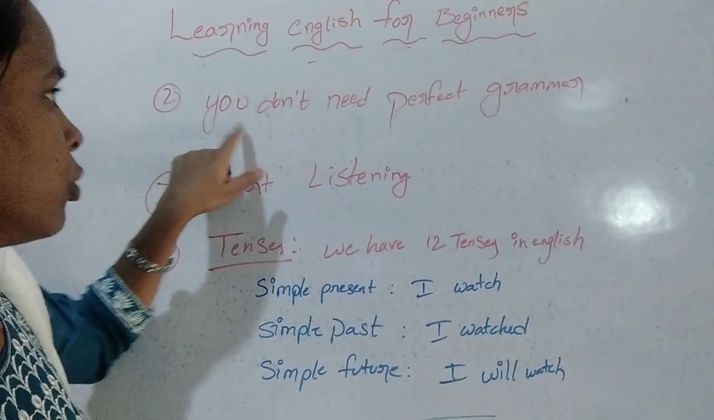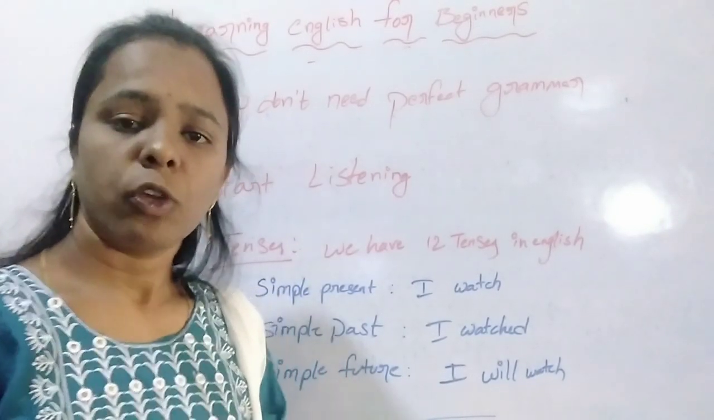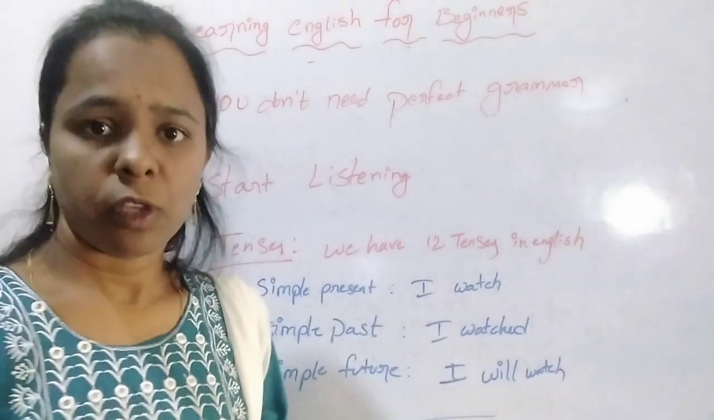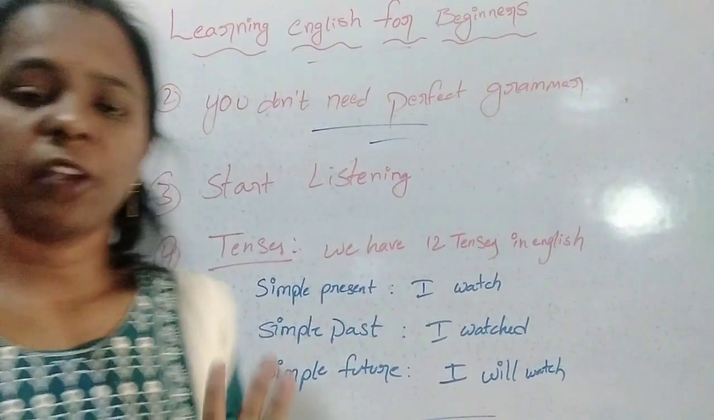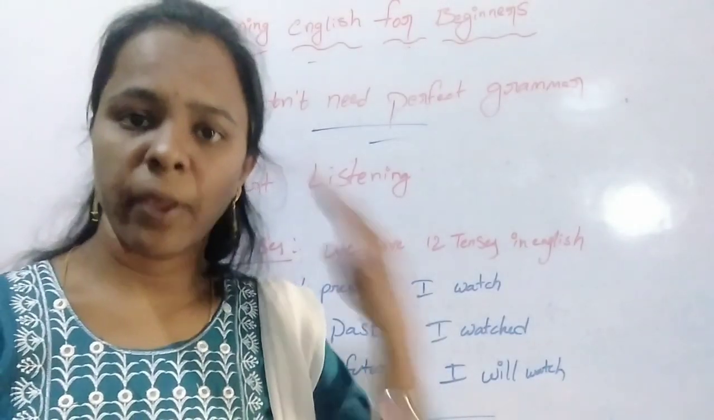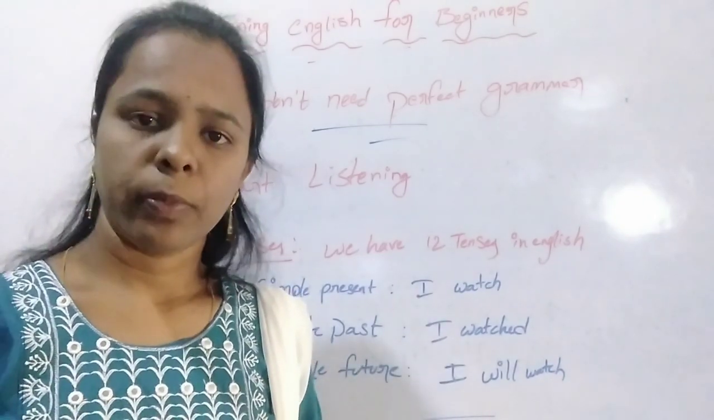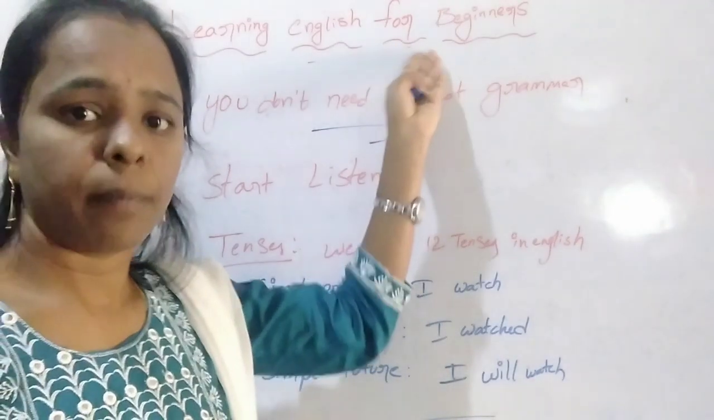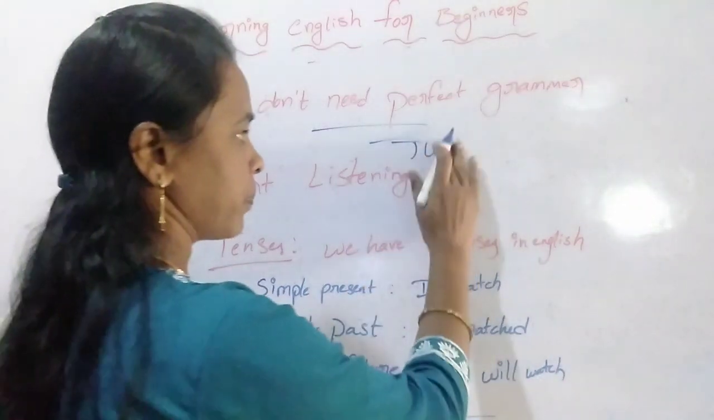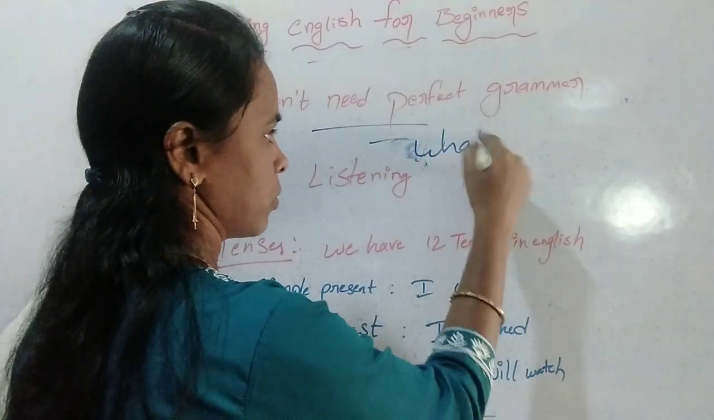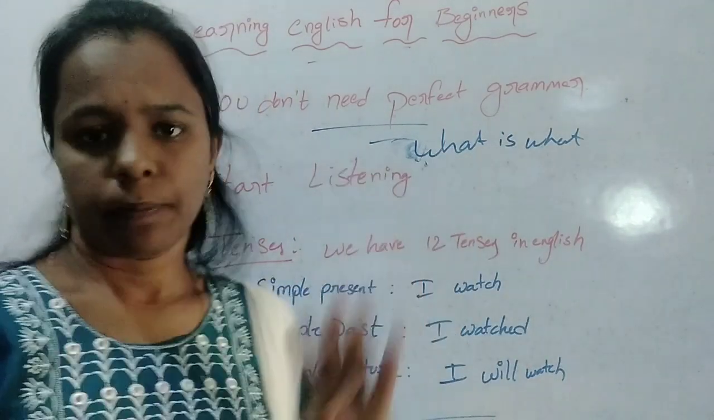Okay? Please, you don't need perfect grammar. For learning English at the starting stage, you don't need perfect grammar. Just you need to know what is what. It's enough to learn the English language at the basic level. When you reach an advanced level, you can learn more and more. At the starting level, at the very beginner time, you don't need any perfect grammar. Just you need to know what is what. Okay? Don't go in-depth.